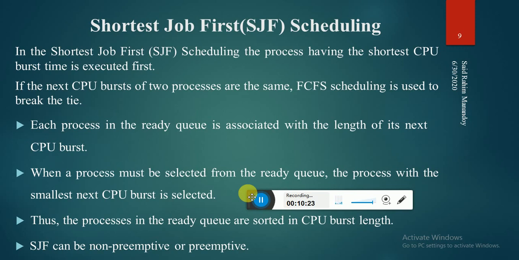That's why it is called shortest job first. Job means process. Shortest means the least time of the CPU, when very little time of the CPU is required. Right? First, so that process becomes first. That is given the CPU first.